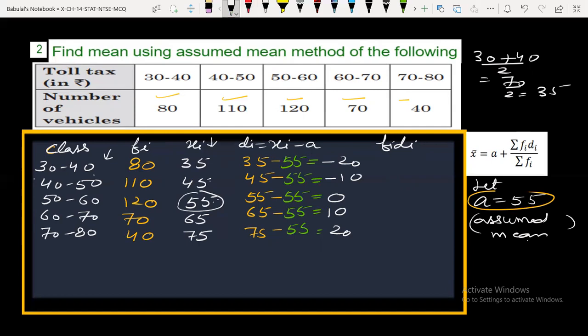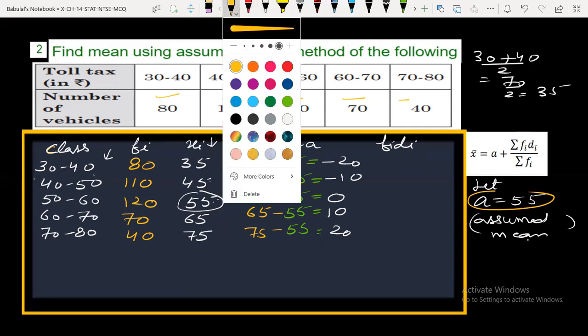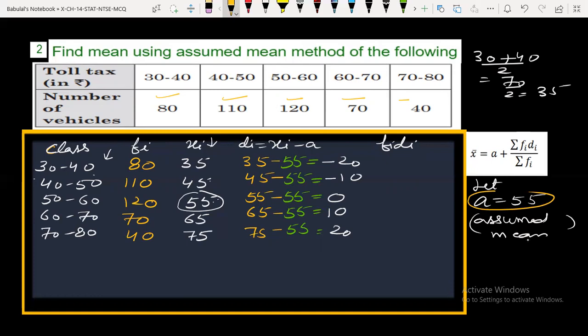Now for the next column we have to multiply fi by di. fi is this, di is this. स्टूडेंट्स मैंने पहले भी कहा, क्योंकि xi और fi बहुत नजदीक होते हैं तो you don't multiply di by xi, you please multiply by fi. So here 80 into minus 20, that is minus 1600.